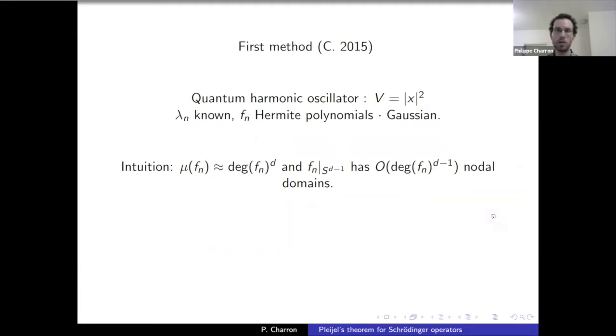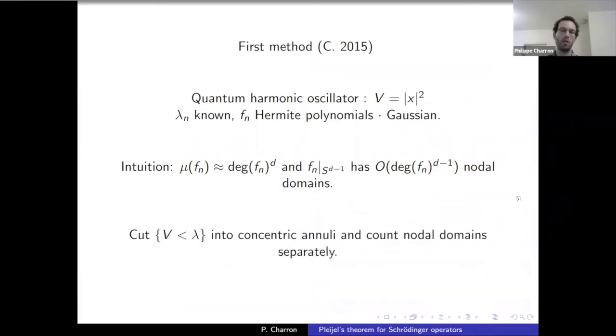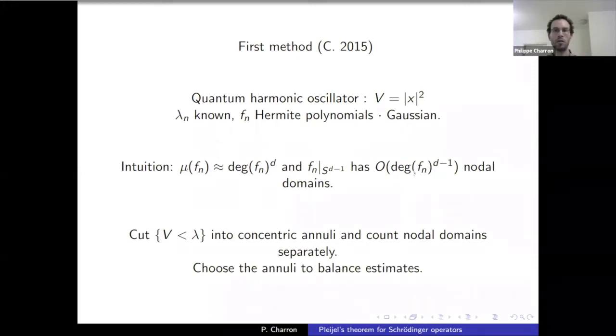But once we establish that, what we do is that we take this potential V and we cut it into layers. And because V is radial, the layers are just a bunch of spheres. And we can say, okay, we count the nodal domains in two ways. We count the ones that cross a sphere, so basically they have to cross between two layers, or the ones that are sort of sandwiched between two spheres.